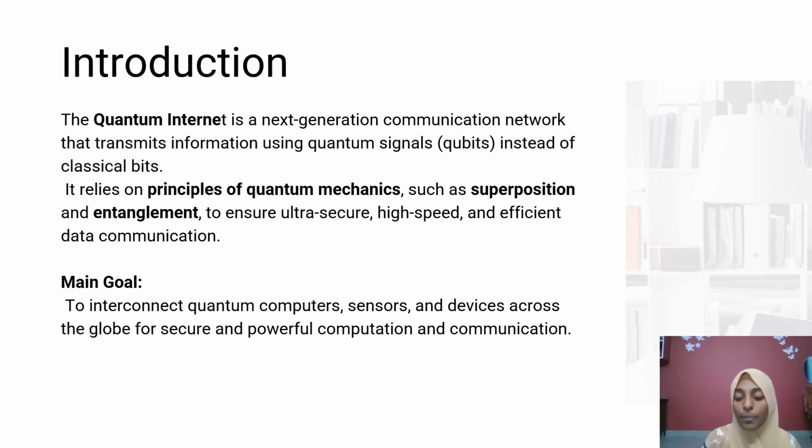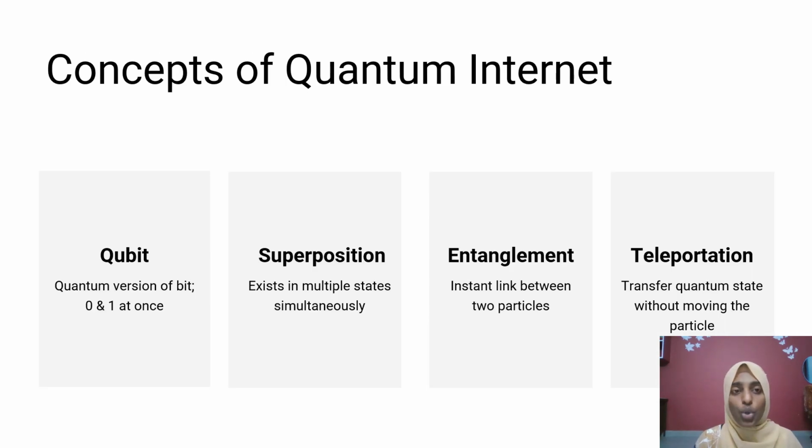computation and communication. Let's go through the concepts of quantum internet. It involves concepts like qubit, superposition, entanglement, and teleportation. A qubit is the fundamental unit of quantum information. It can be 0 and 1 at once, or a superposition of both, unlike a classical bit, which can be only 0 or 1.